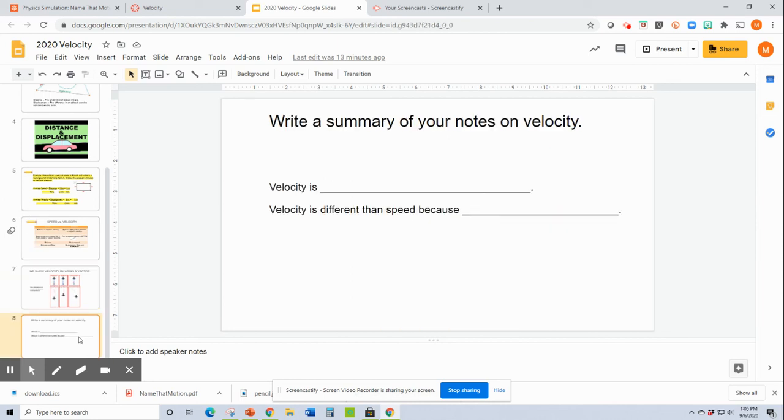So at this point in your notes, all you need to do really is just briefly summarize your notes on velocity. Make sure you write the definition, and then make sure you're comfortable and you could explain the difference between velocity and speed.